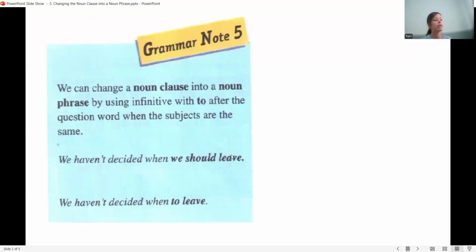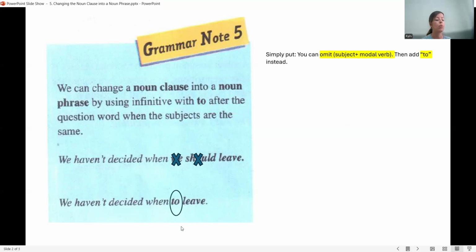Let's begin. When we want to reduce a noun clause to a noun phrase, we simply omit the subject and the modal verb from the clause, and then we add to instead. Look at the example. We haven't decided when we should leave. We is the subject, should is the modal verb. So I should omit them from the noun clause that I have. And now I can reduce it to a noun phrase. I can use to instead of we and should. I can say we haven't decided when to leave.